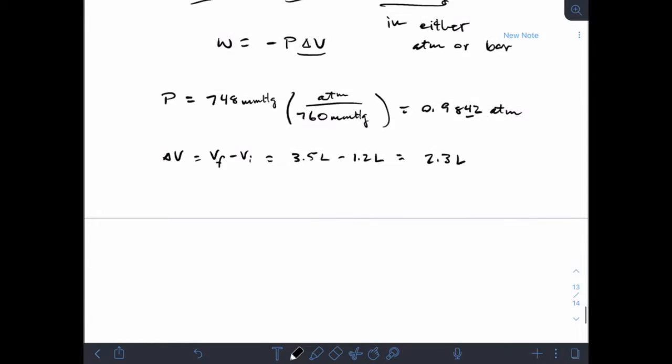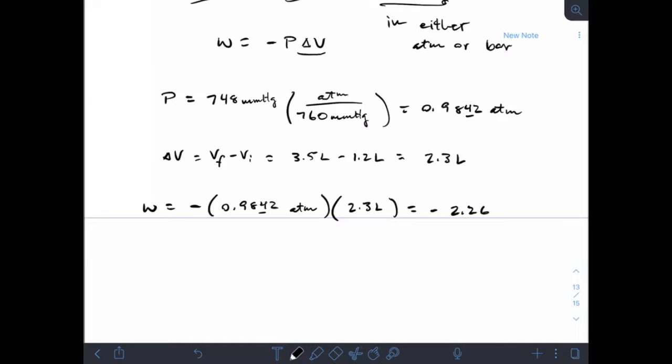Okay, so work is negative 0.9842 atmospheres times 2.3 liters, which is negative 2.26 atmosphere liters, tracking at the second sig fig because we've done a multiplication.